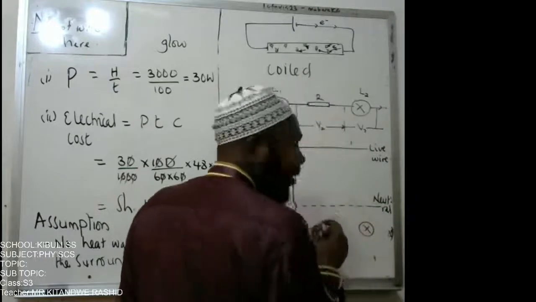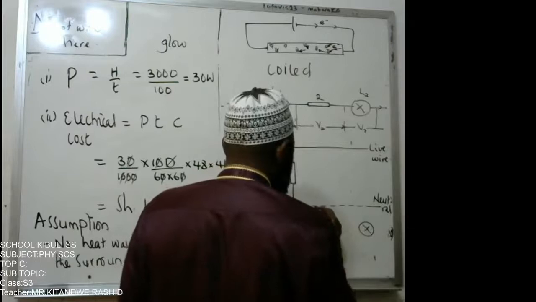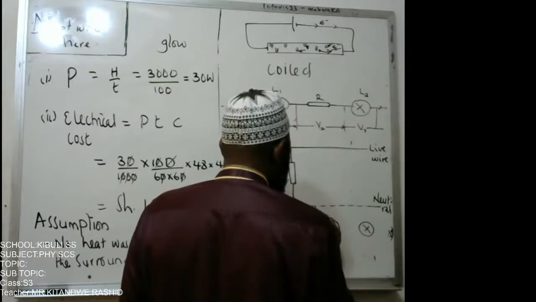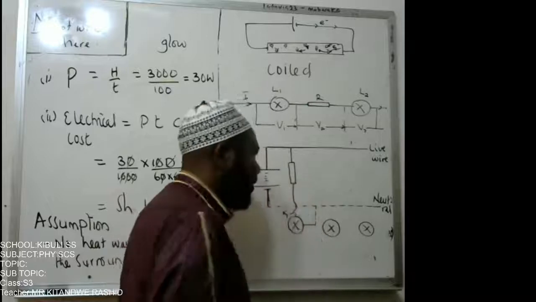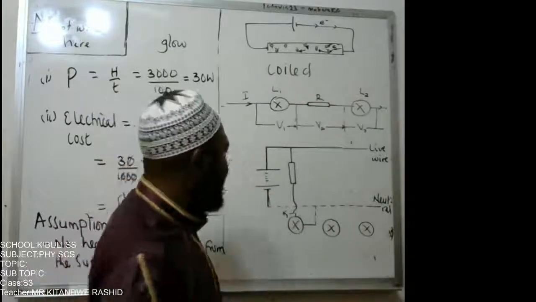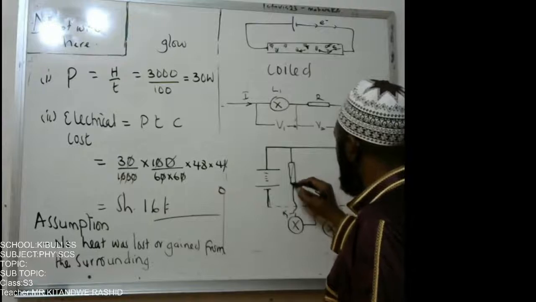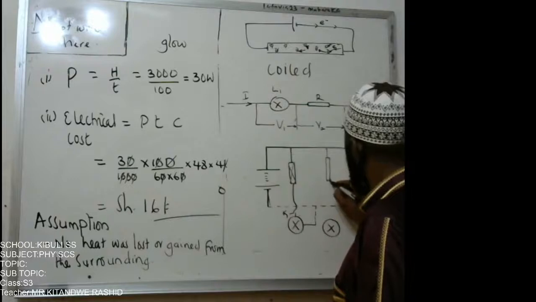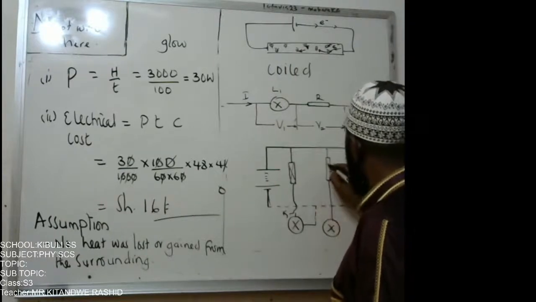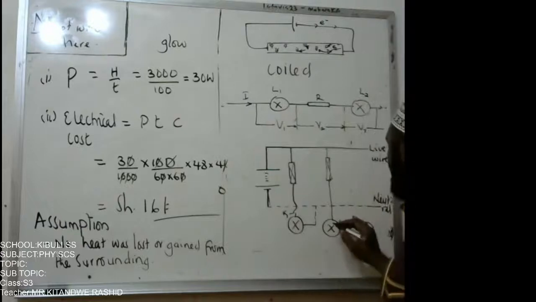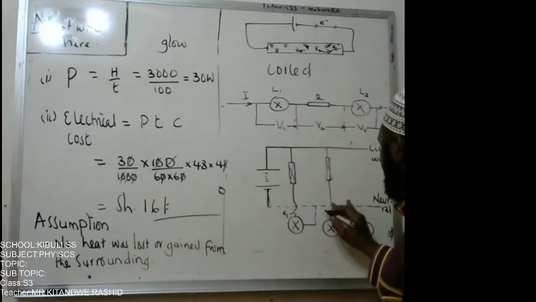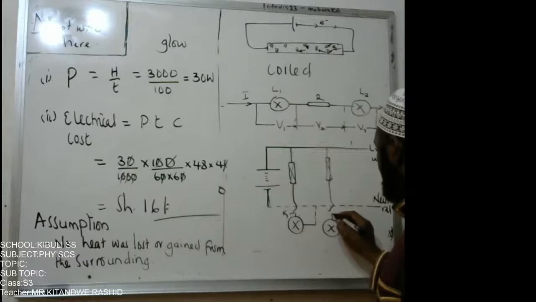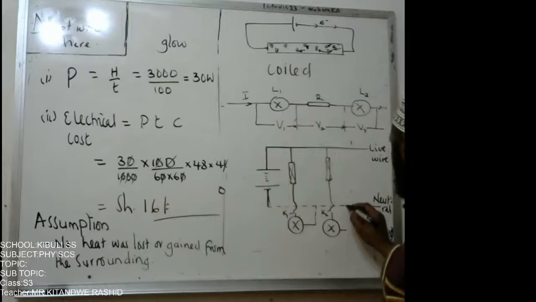And then here, we connect to the live wire, the neutral wire. The circuit is now complete. Then we go to the second one. There's a fuse here. Fuse 1. Then fuse 2. Here you can have K2 and then connect to the neutral wire to complete the circuit.